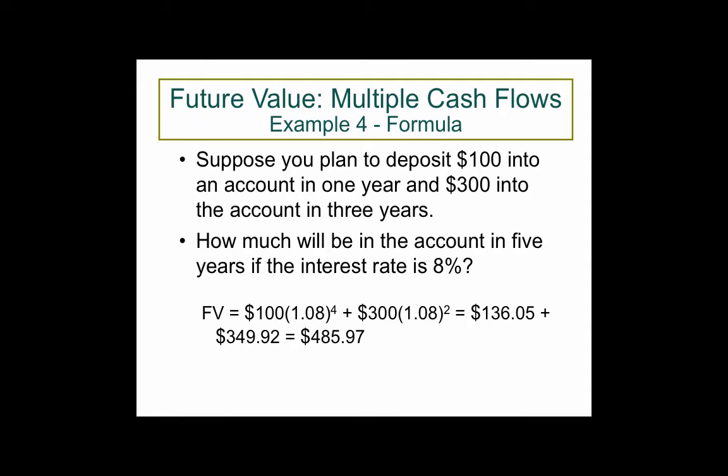Okay, let's look at another example, and by this time you should be getting the hang of it. So suppose you plan to deposit $100 into an account in 1 year and $300 into an account in 3 years. How much will you be expecting in your account in 5 years if the interest rate is 8%? Well, you simply need to know how long you're expecting to push these values into the future. So the $100 gets pushed 4 years, the $300 gets pushed 2 years. You're going to sum those together and get $485.97.